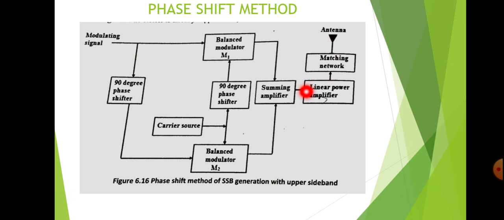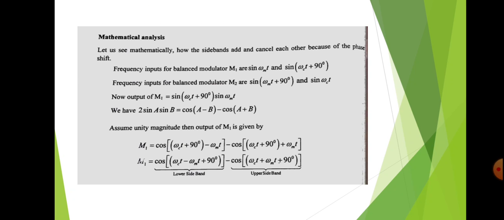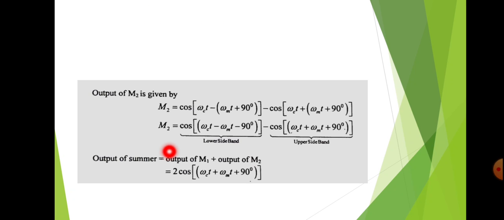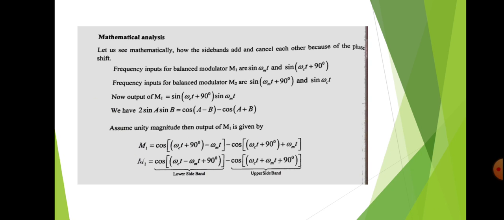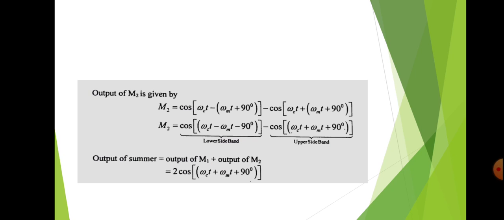So at the output, we will get the double amplitude of the lower upper sideband. By mathematical analysis, when we are summing M1 and M2, we will get 2 cos(ωc t + ωm t + 90°). The lower sidebands will be cancelled out because their phase difference is 180 degrees. So we will get 2 cos(ωc t + ωm t + 90°). That means this represents the upper sideband, because the frequencies are added here.